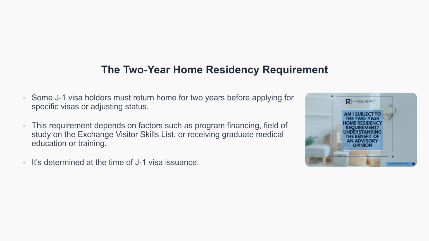Some holders of the J-1 visa are obligated to return to their home country for a period of 2 years before they can apply for certain other types of visas or seek status adjustment to permanent residence. This is because certain conditions, such as program financing by the U.S. or your government, listing of your field on the Exchange Visitor Skills List, or receipt of graduate medical education or training, play a role in this obligation. It is crucial to determine whether this requirement applies at the time when your J-1 visa was issued.